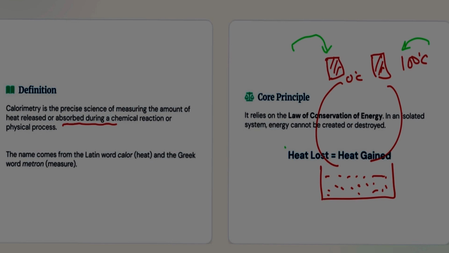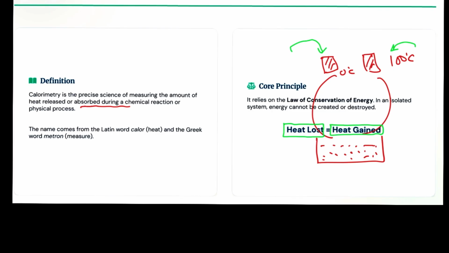Whatever loss of energy there is due to iron, the same amount of energy will be gained by the ice. Means energy will remain conserved. So a hot body always loses energy to reach equilibrium and a cold body always gains energy to reach equilibrium. So it's a very basic concept of calorimetry.